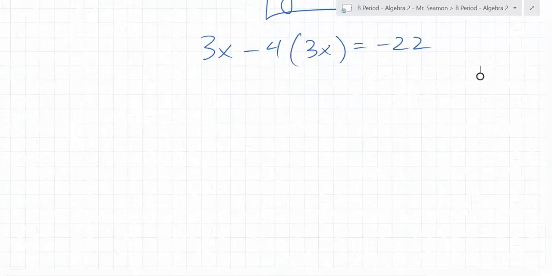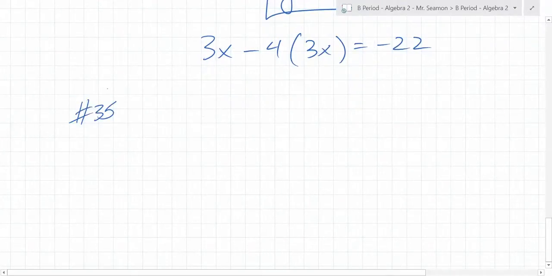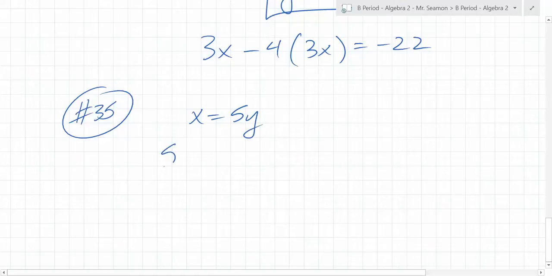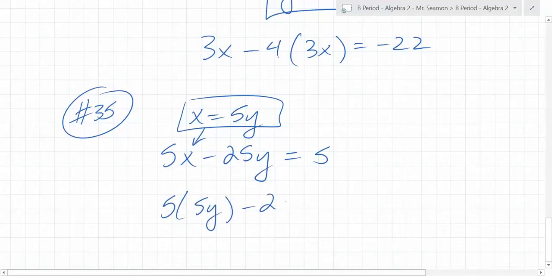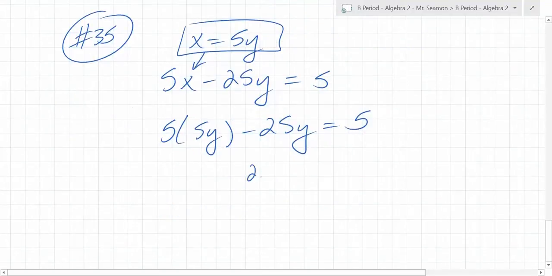35. What's your question on 35, Katie? So like you're supposed to use the same strategy, you're supposed to use substitution, yep. And they have x is equal to 5y, so where do you plug that in? Okay. Right there. So 5 times 5y is minus 25y is equal to 5. So this is 25y minus 25y is equal to 5. This is 0 equals 5.